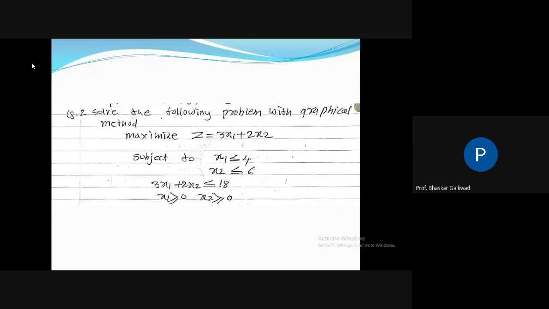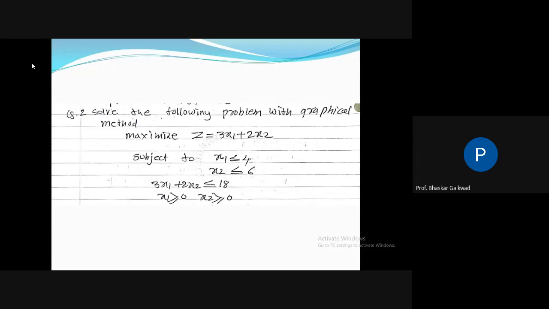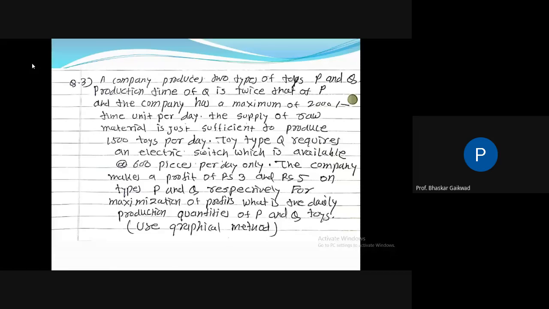Now next, solve the following problem with graphical methods. A maximization condition is given, subject to constraints, and you have to solve this problem by using graphical methods. You can calculate x1 and x2. Then question number 3 is there.